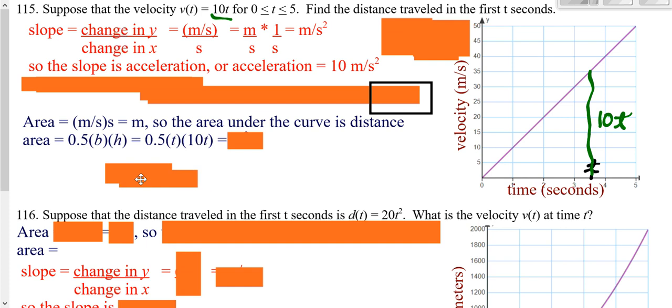1/2 times 10 is 5, t times t, we get this. So our area would be, in this case, 5 times your time squared, and the units would be, in this case, meters. So there are some problems where your slope has meaning and your area has meaning. Check your units, just like we did here, and it'll tell you what's going on.